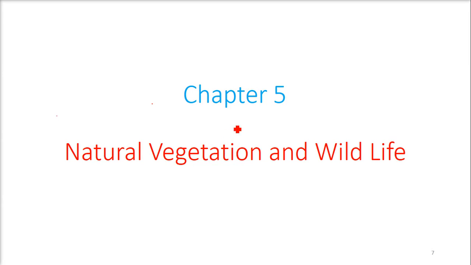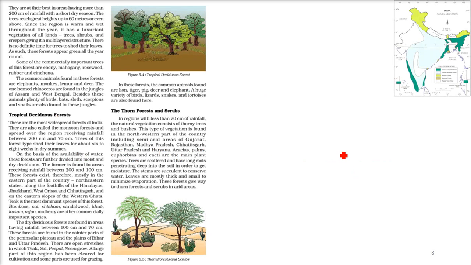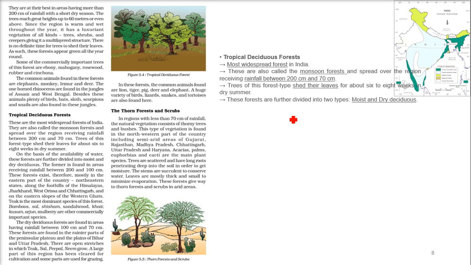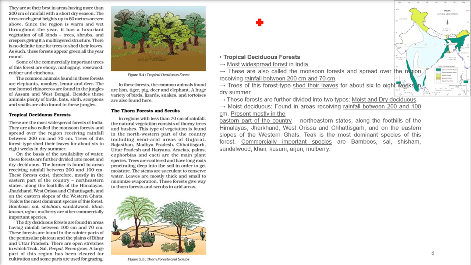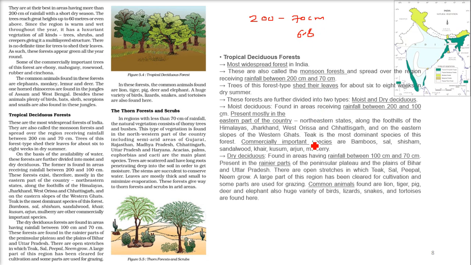We are discussing chapter number 5, Natural Vegetation and Wildlife. So we talked about the tropical deciduous forest, and this is between 200 to 70 centimeter of rain. So the forest where we have this region is getting rain from 70 centimeter to 200 centimeter. The most important thing is they shed their leaves for about 6 to 8 months when there is a dry summer.